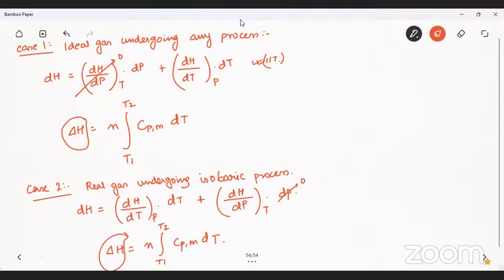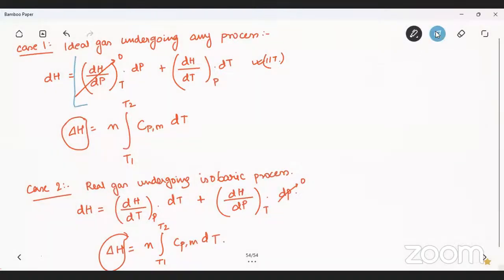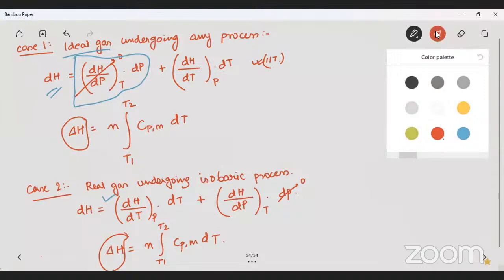Basically, for real gas and for the ideal gas, this formula remains the same. Only this part doesn't get cancelled out. For an ideal gas, only this part will be cancelled out, but it will play a role in real gas. Is this part clear? And one more thing I forgot to tell.